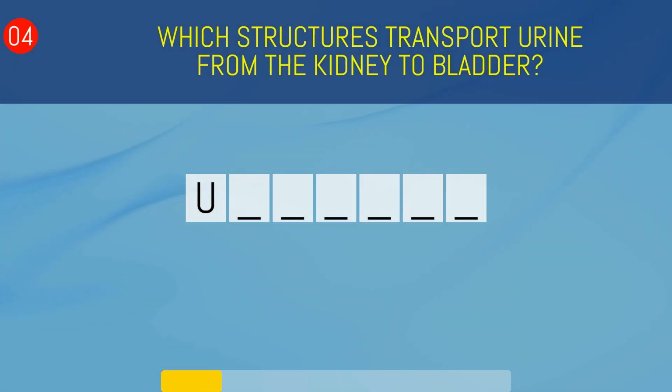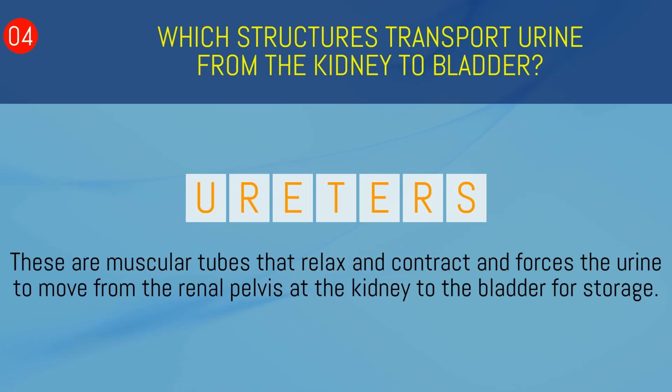Which structures transport urine from the kidney to bladder? Ureters. These are muscular tubes that relax and contract and force the urine to move from the renal pelvis at the kidney to the bladder for storage.